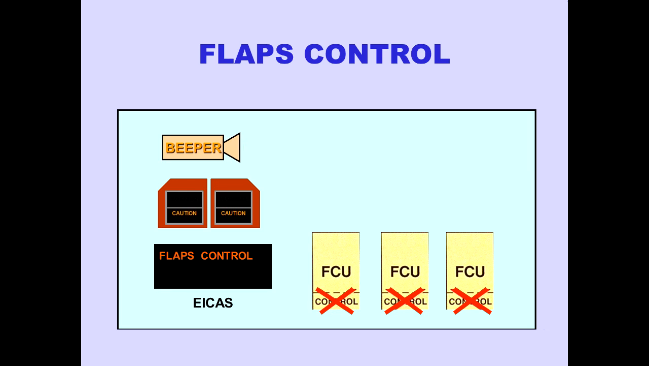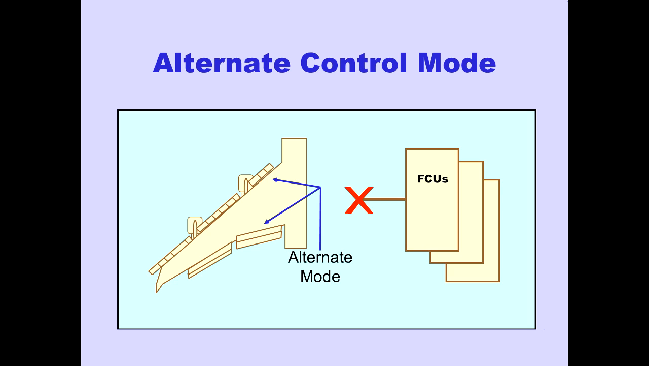Now let's discuss the alternate mode of flap control. The ICAS caution message, flaps control, is displayed if all three FCUs fail in their control function. An alternate control mode which bypasses the FCUs can be manually selected.